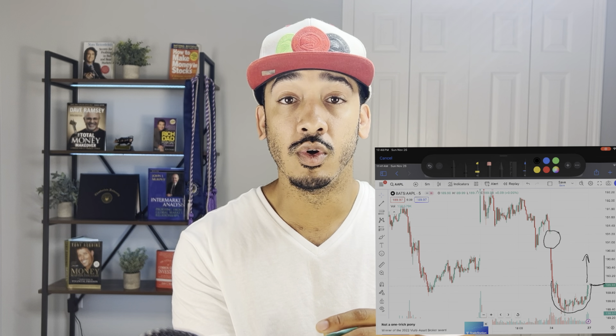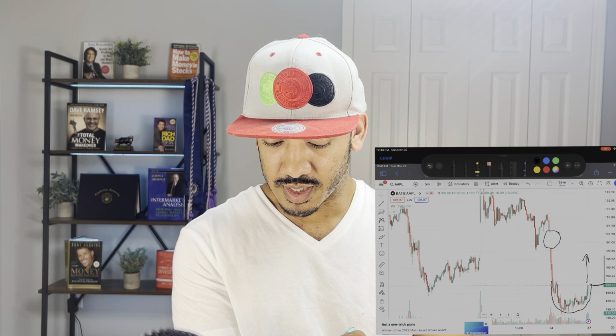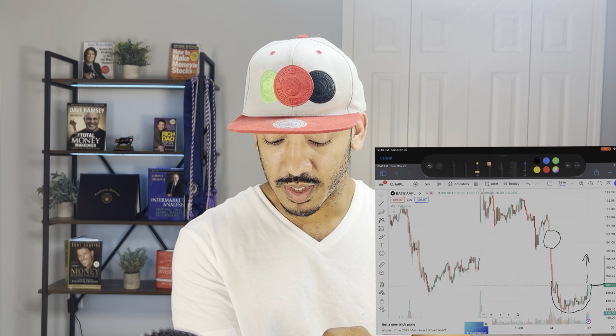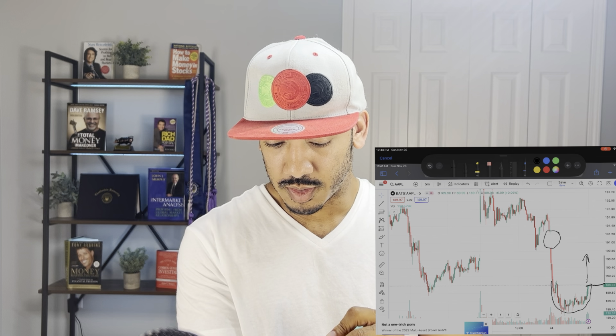Now, if in pre-market it doesn't do a gap up, then you know that it's probably gonna continue that cup pattern. But if it doesn't go anywhere pre-market and the price stays right about here when the stock market opens, that means it's probably gonna do that cup and handle. So you gotta look out for that too.